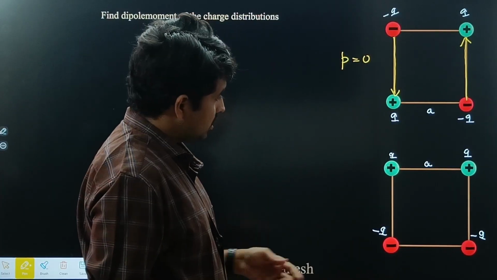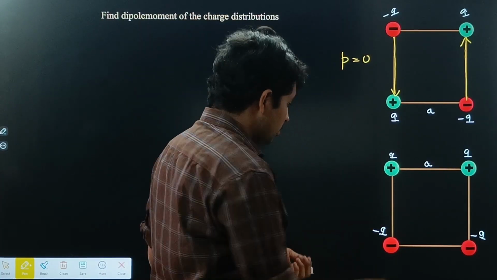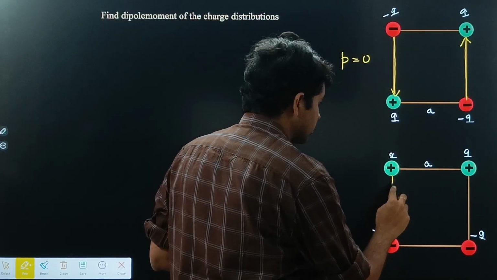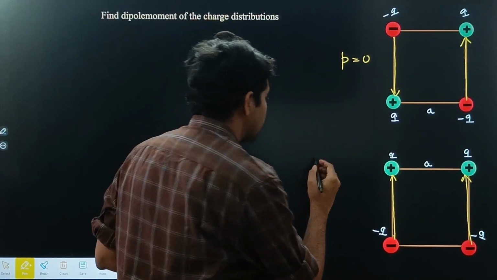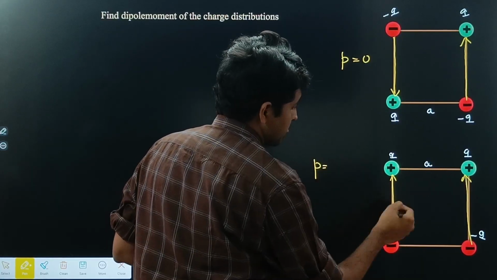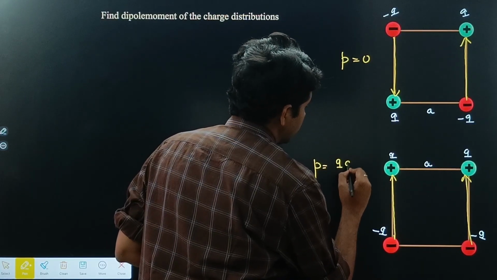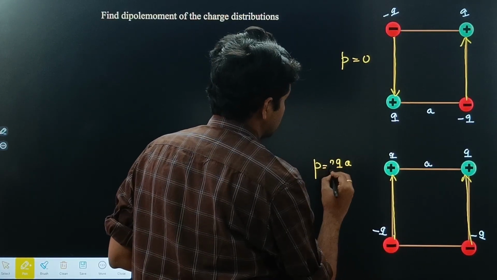Now let us look at this. Dipole moment is from negative to positive. Here also negative to positive. So both add up. So the dipole moment here is P equals Q into A, and there are two of these dipoles. So 2Q.